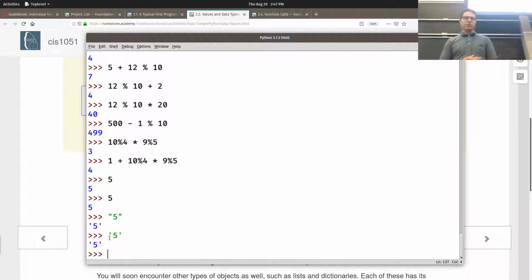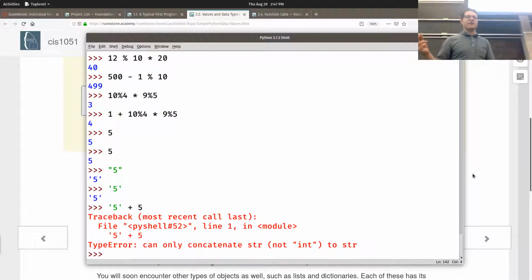So this is basically saying it is the string 5, the symbol 5. And that has some consequences. 5 plus 5, the letter 5, the symbol 5 plus this number 5, says you cannot add these things together. Okay? You cannot add these things together.